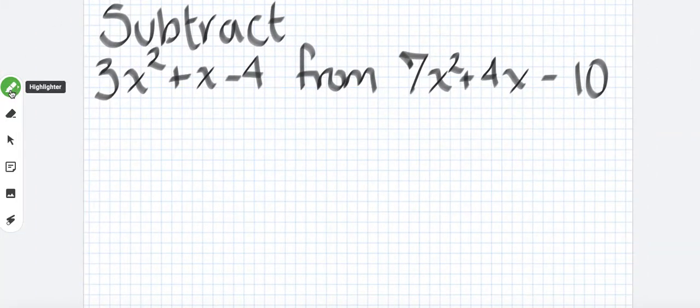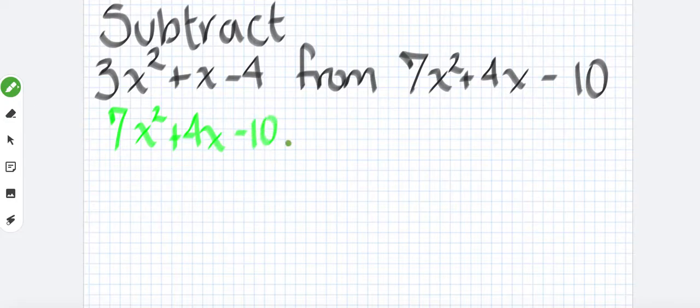Now we're going to do a quick review about how to subtract. So in this example it says, subtract 3x squared plus x minus 4 from 7x squared plus 4x minus 10. So I have to take this and subtract this. So I'm going to write first this polynomial, 7x squared plus 4x minus 10, right? And now I'm going to subtract all this polynomial, 3x squared plus x minus 4.